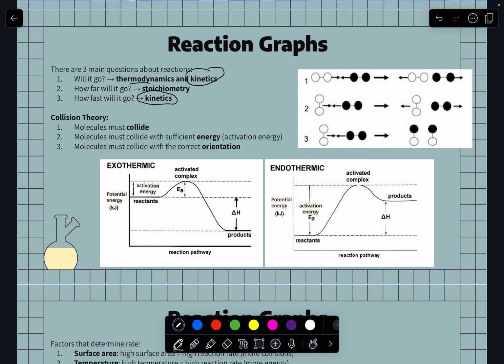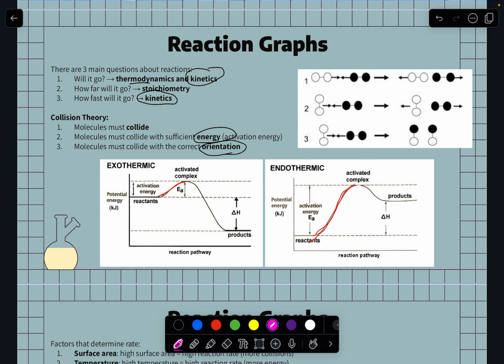Okay, so to answer these questions, one of the things we use is collision theory. Okay, so collision theory is that molecules must collide. We have to have a collision for a reaction to happen. The second part is that they must collide with sufficient energy. Okay, and remember when we're talking about energy, we're talking about that activation energy going from the reactants to the top of the peak. Okay, that curve there, that's our activation energy, how much energy is needed for the reaction to happen. And the third one is that they must collide with the correct orientation.